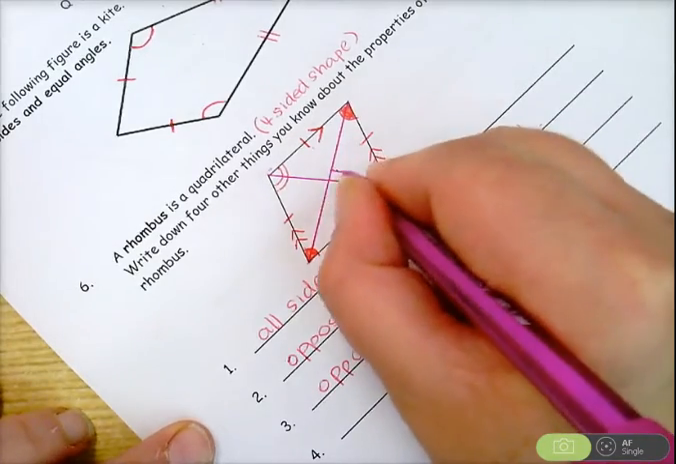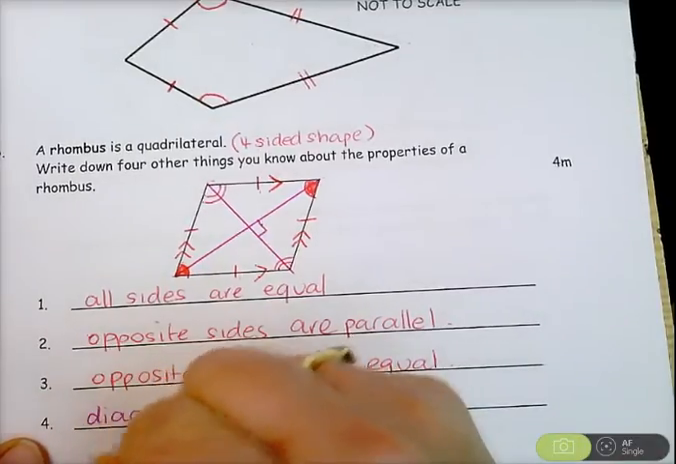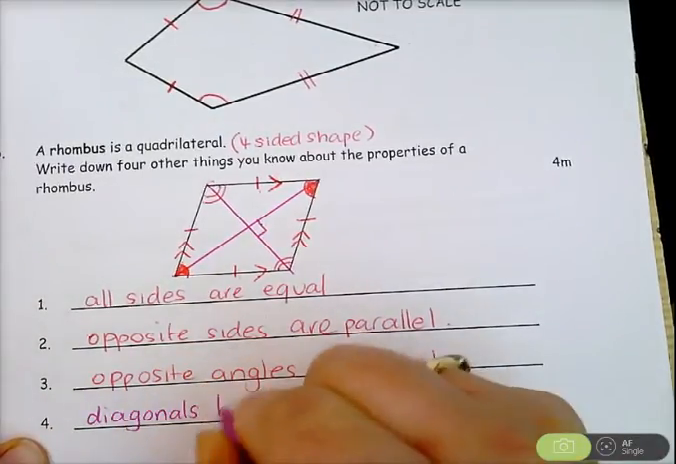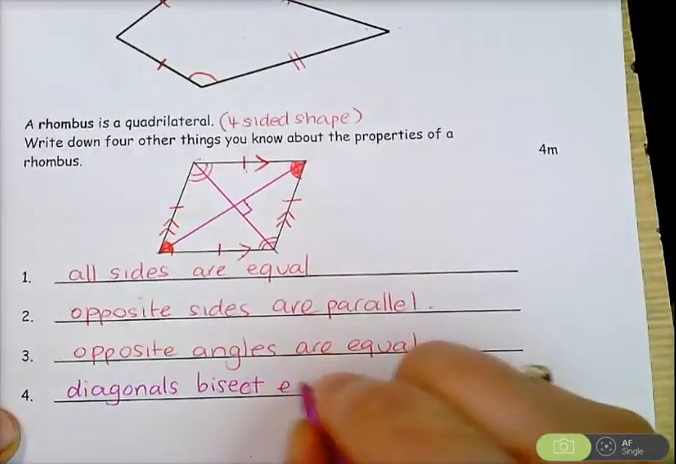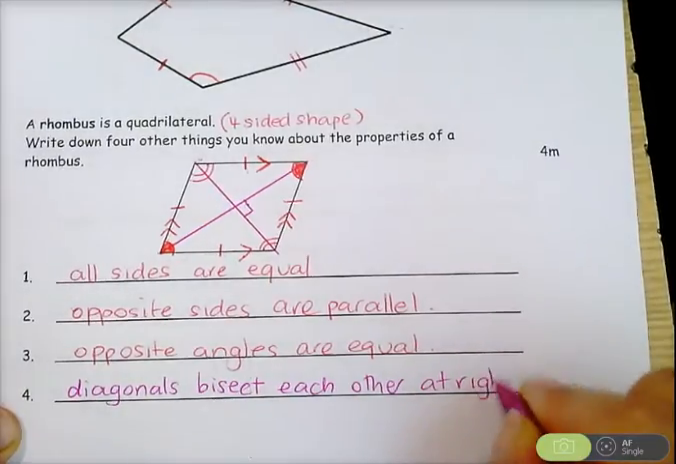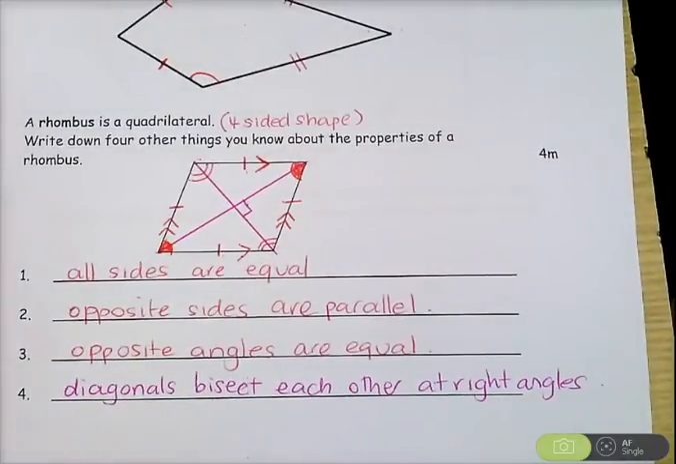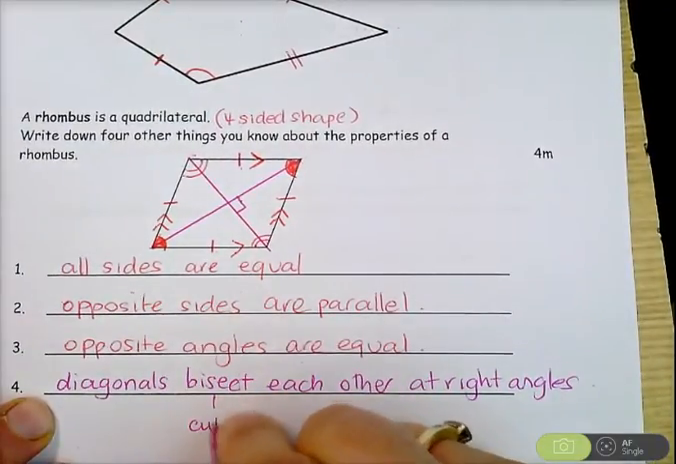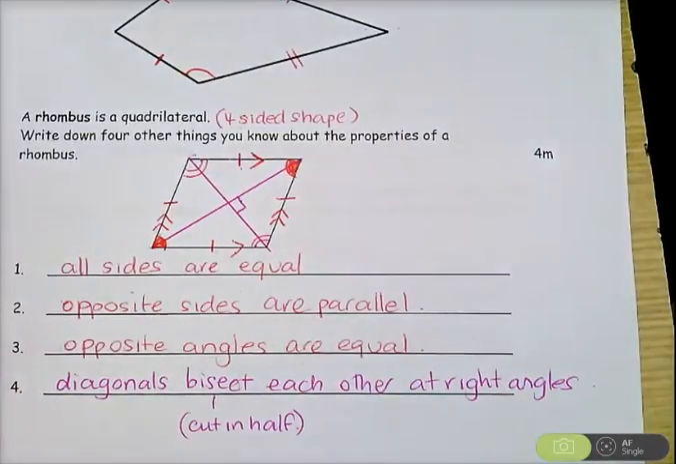90. Yeah. So the other rule is that the diagonals, and I'm writing this one in pink, bisect. Do you know what bisect means? To cut in half. Yes, bisect each other at right angles. The diagonals bisect each other at right angles. That means cut in half. That's what bisect means, to cut in half.